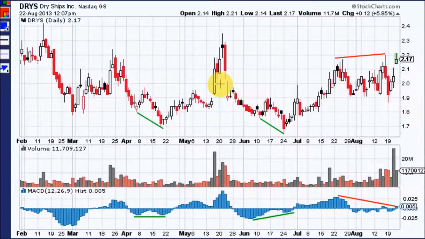Now let's take a look at a couple of signals that the histogram is giving on this chart for Dryships Incorporated, ticker symbol DRYS. The first one right here is a bullish divergence because this low is lower than this low, but this low is equal to, if not just a little higher than, this low right here. Here's another one. This low is much lower than this level of support, yet this low on the histogram is much higher than this low. So we have an uptrending histogram and a downtrending stock.